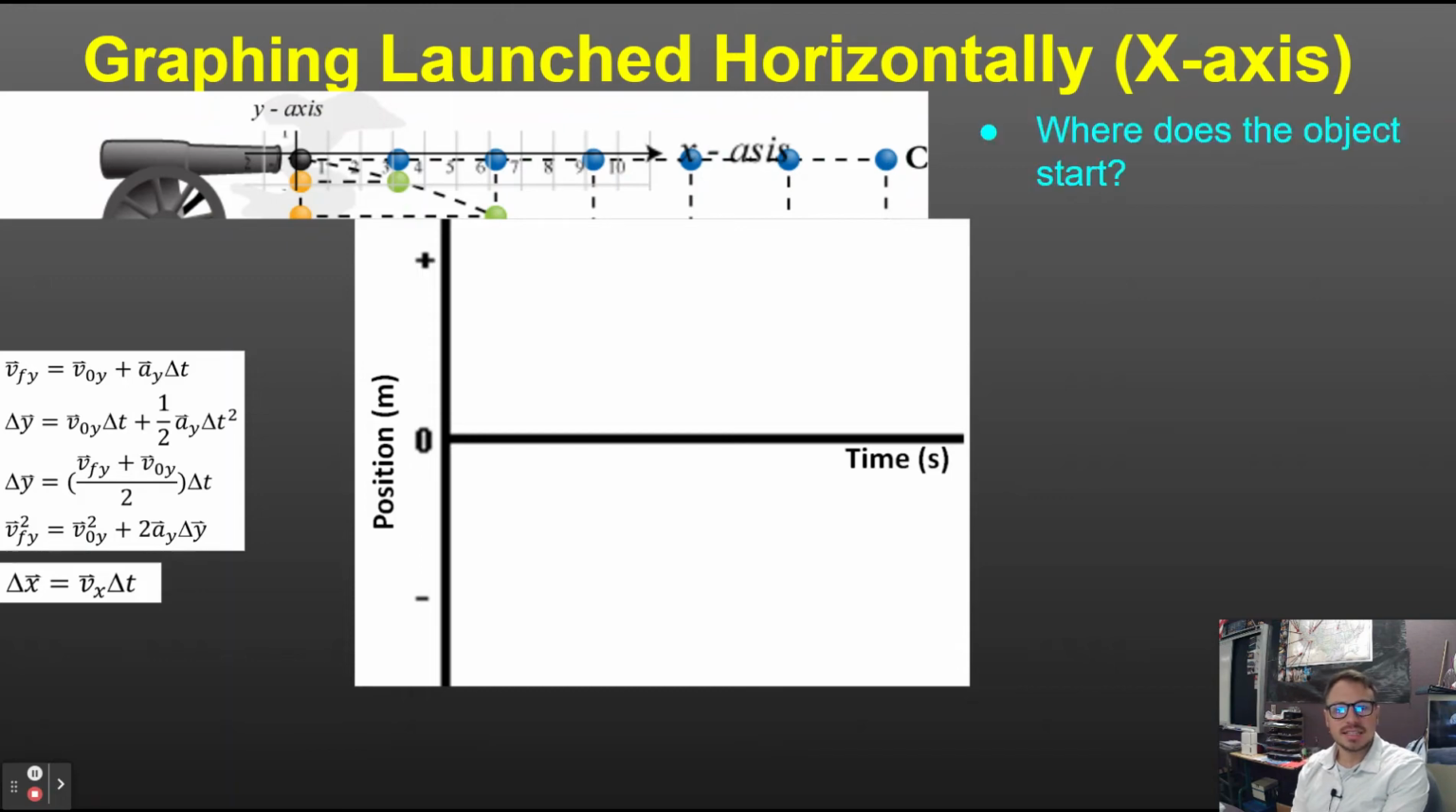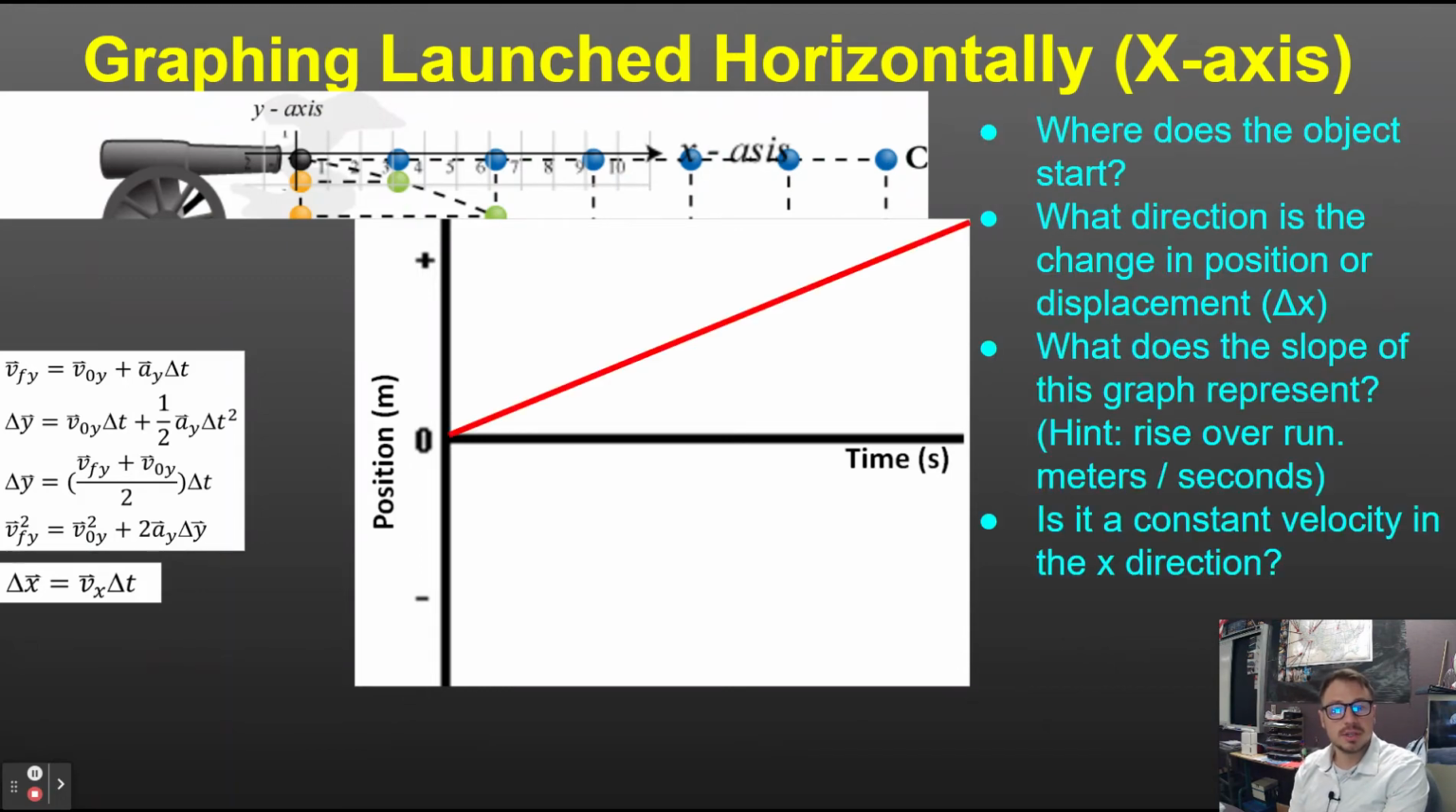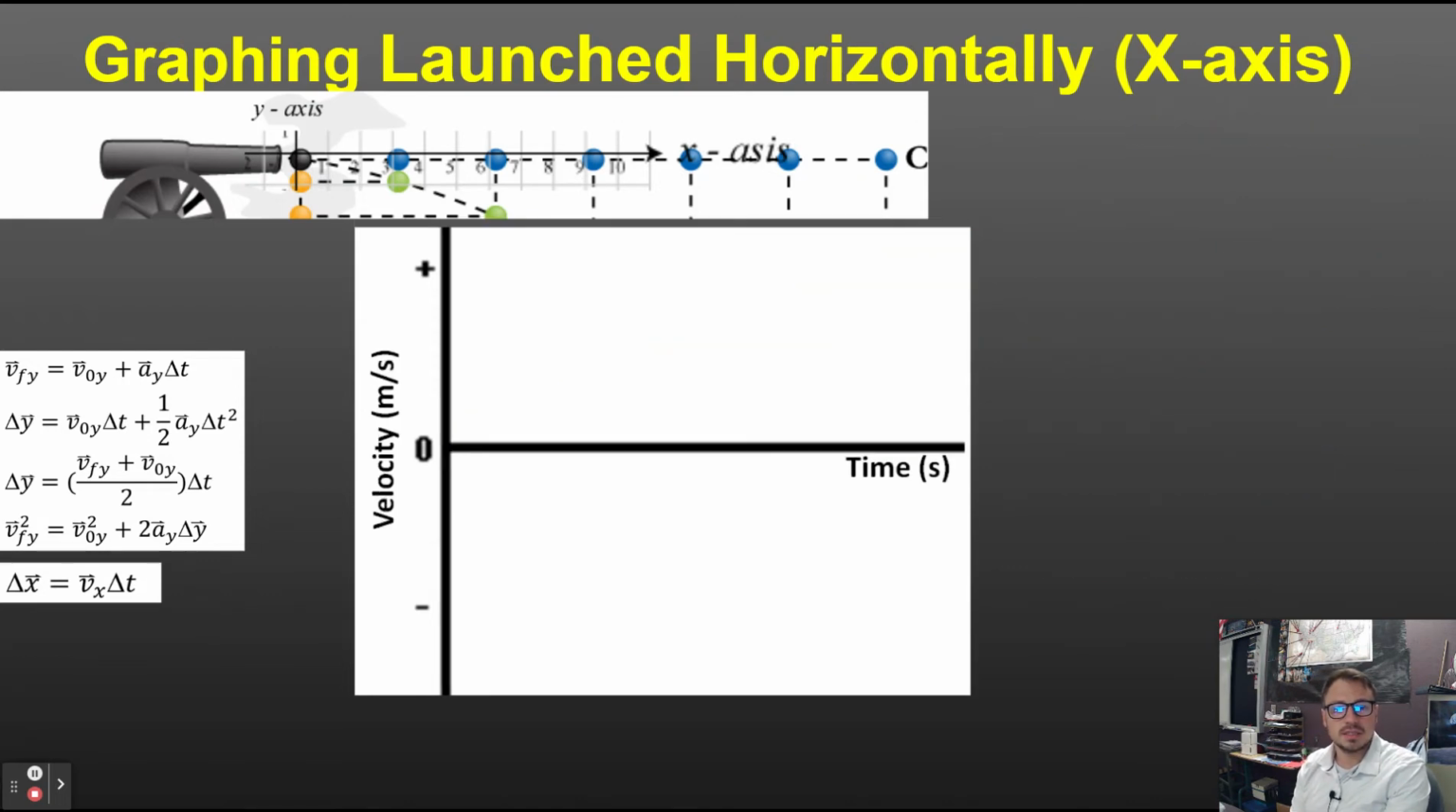Now let's take a look at the x-axis. So my position versus time, it's going to look like this. Well, it starts at the origin, and I know that it's going to be going to the positive side farther and farther. I know that it's a straight line because the slope of the line is a velocity, and I know the velocity in the x direction is going to be positive, or a constant positive number.